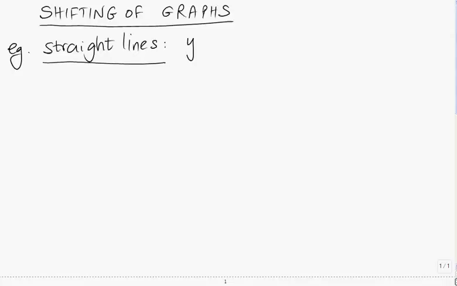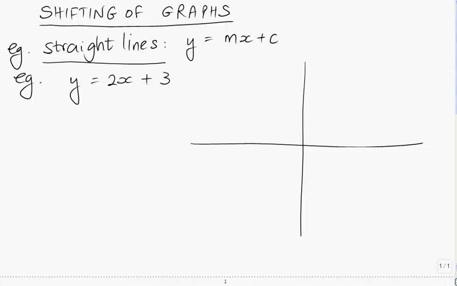So let's take a straight line, for example. Well, we know straight lines have a general form mx plus c. But for the purpose of our discussion, let's take y equals 2x plus 3. So this graph can be drawn like this. It has the x-intercept, when y equals 0, x equals minus 3 over 2, and a y-intercept of 3, that is when x is 0. If we join these two dots, that gives us the line y equals 2x plus 3.